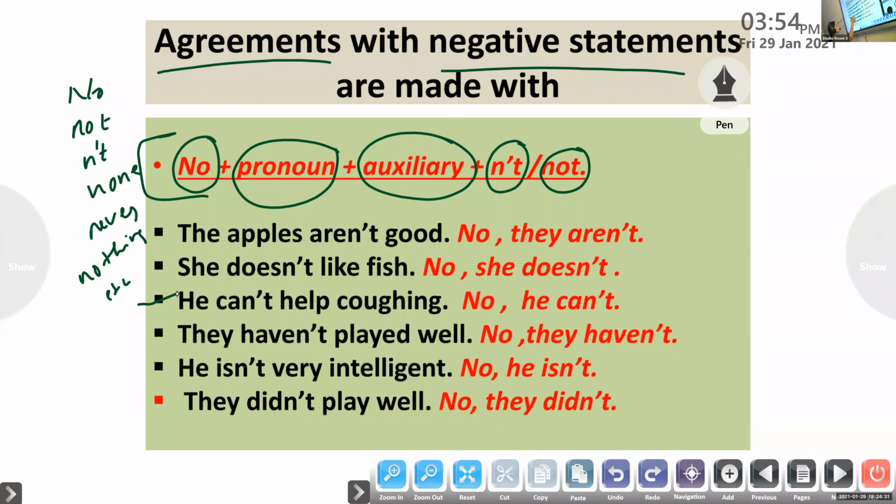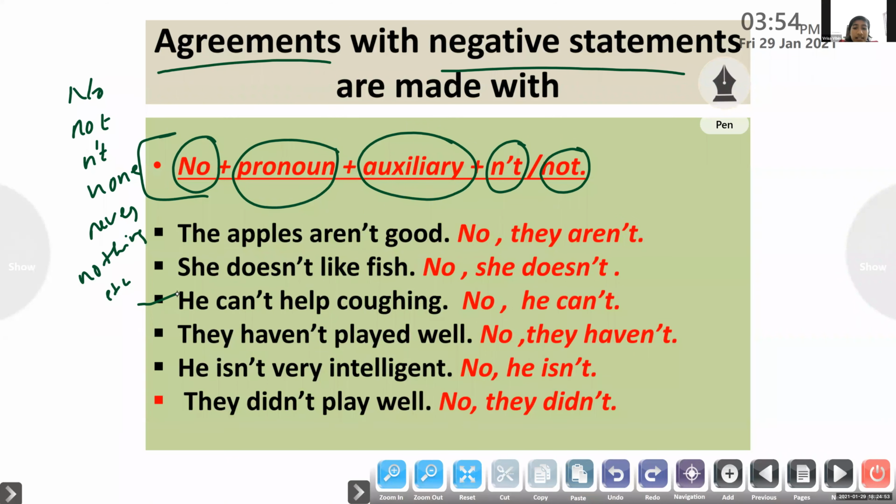Now look at the third sentence. He can't help coughing. He cannot control. He's coughing and he cannot control. He's tired. So how to agree? Abhyuday is coughing and coughing. He cannot control. And Vrisa, I said the comment, he can't help coughing. So Vrisa, how to agree with my sentence?